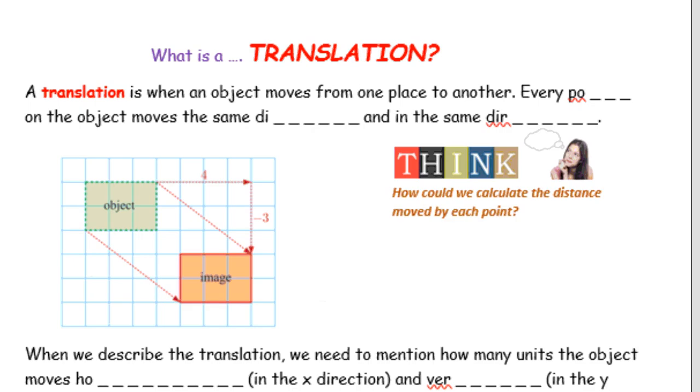So what is a translation? That's what we're focusing on today. A translation is when an object moves from one place to another. Every point on the object moves the same distance and the same direction. So a little clue is, what are these little things being called? They are called coordinates. So what else could you call them? Points. So every point, every little coordinate on the object moves the same. What's this thing here? The same, starting with D, distance, and the same direction.